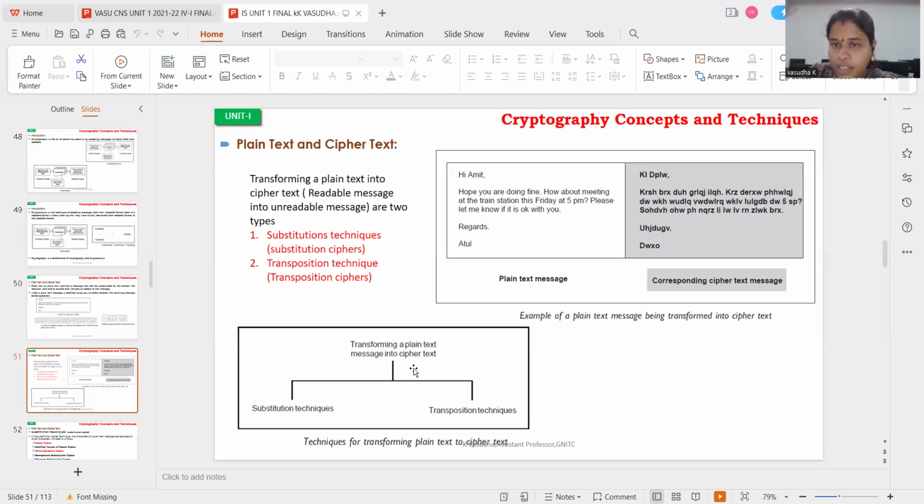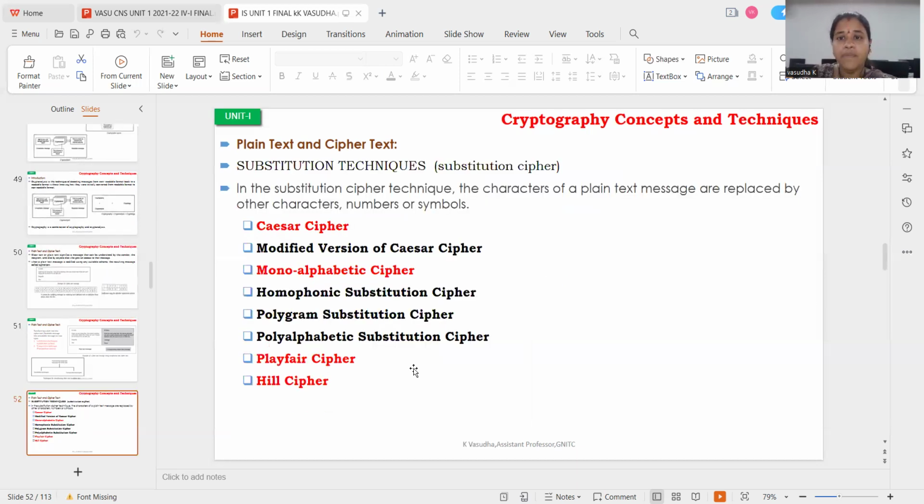So what are substitution techniques? Substitution techniques means that in the place of the actual text, we substitute different text. Suppose you have a secret message called hello. In the place of hello, you write some other digits or alphabets, substituting different characters. In the place of H you take A, in the place of E you use some other alphabet. That is the substitution technique: in place of the actual message, we substitute different alphabets.